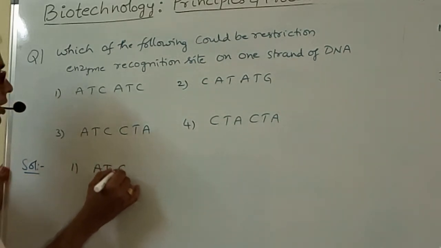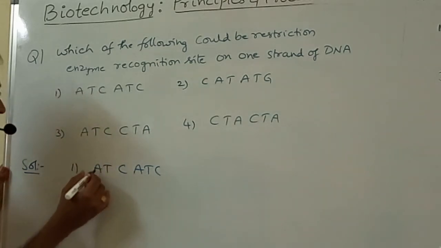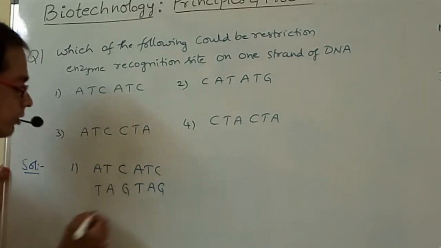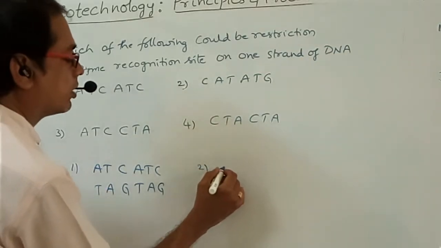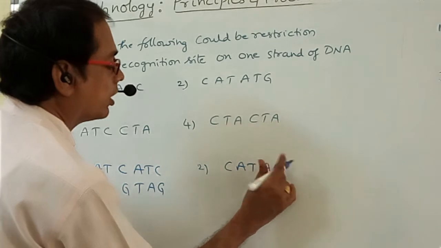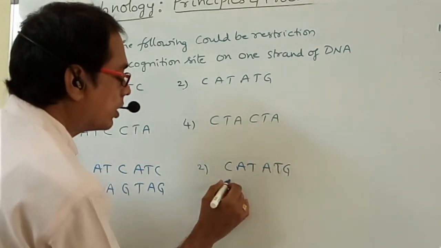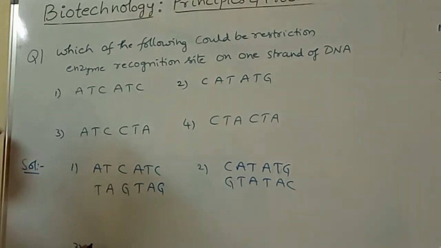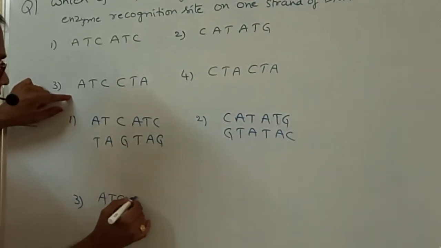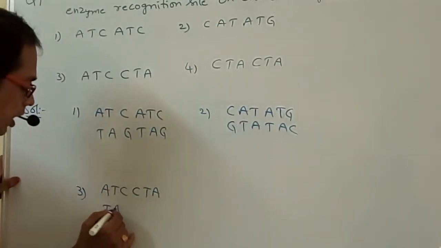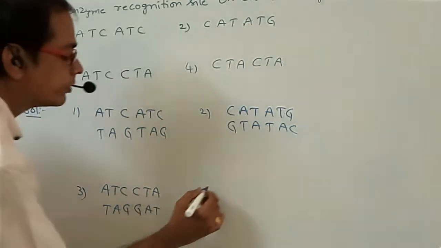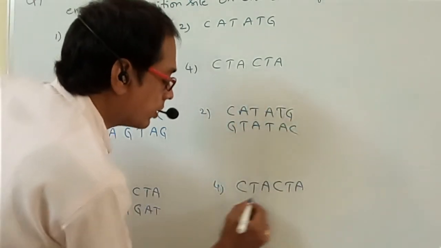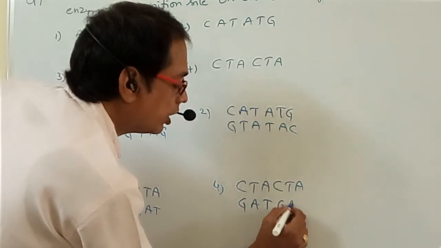See, A, T, C, first option. We have to write the complementary: A, T, A, G, T, A, G. Second option: C, A, T, A, T, G; G, T, A, T, A, C. Third option: A, T, C, C, T, A, T, A, G, G, A, T. Fourth option: C, T, A, C, T, A; G, A, T, G, A, T.